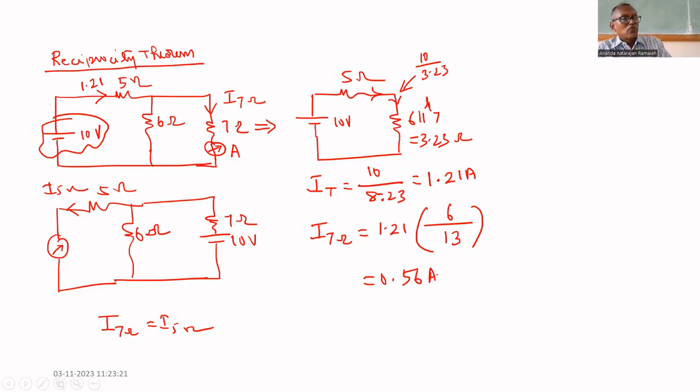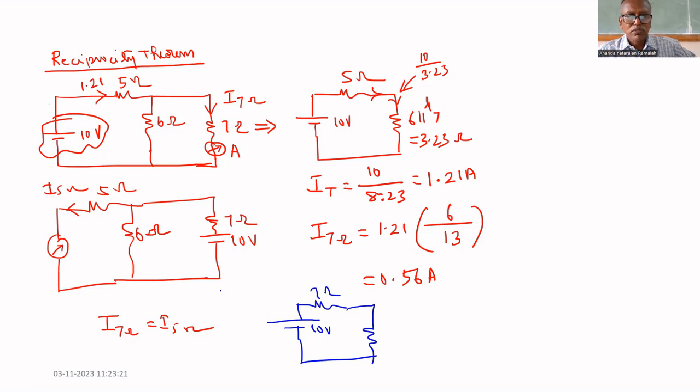Now find the current through 5 ohm after interchanging. Here 6 and 5 are parallel, so this can be drawn like this: 10 volt, 7 ohm, and 6 and 5 in parallel. 5 parallel 6 is equal to how much? 2.73 ohm.